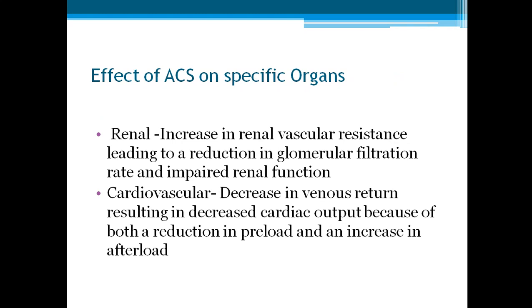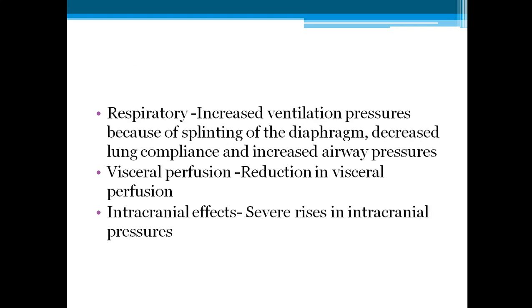Now, how does it affect specific organs? In abdominal compartment syndrome, the intra-abdominal pressure rises, so there will be an increase in the renal vascular resistance, leading to a reduction in the GFR and impaired renal function. Take the cardiovascular system. Because of increased pressure over the veins, there is a decreased venous return, resulting in a decreased preload and a decreased cardiac output. Respiratory: you have increased ventilation pressures. Why? Because the diaphragm is splinted because of the increased pressure. So you have decreased lung compliance and increased airway pressures. The visceral perfusion itself is decreased, that will lead to bowel ischemia, and there might be a severe rise in intracranial pressures also.